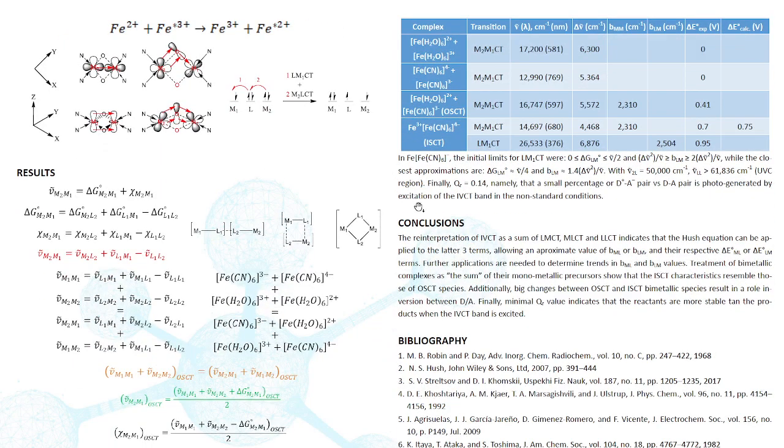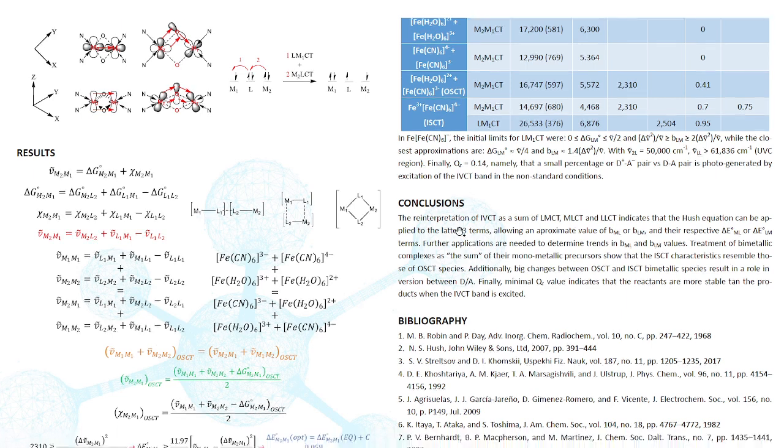We also found a ligand-to-ligand charge transfer according to the red equation, located at above 61,000 wave numbers in the UVC region. And using the blue equation, we find that the equilibrium constant between the products and the reactants is 0.14, namely that a small percentage of products are photogenerated compared to the reactants by the excitation of the IVCT band in the non-standard conditions.